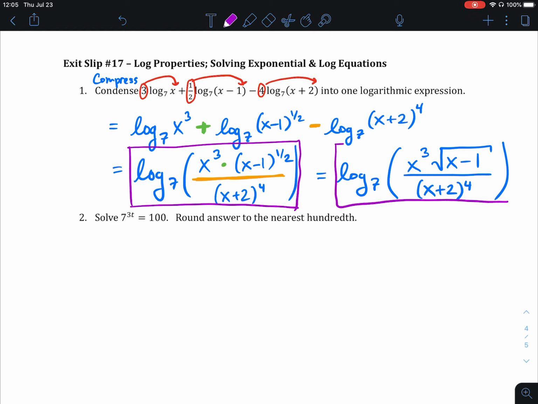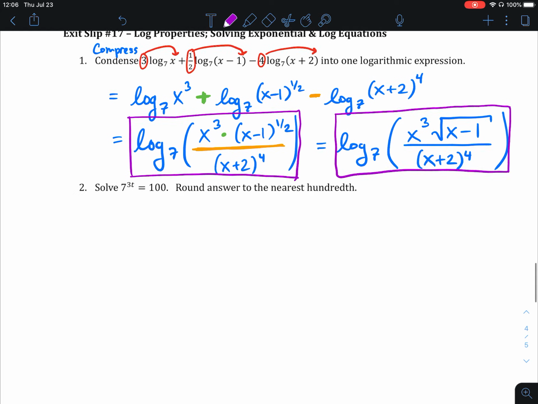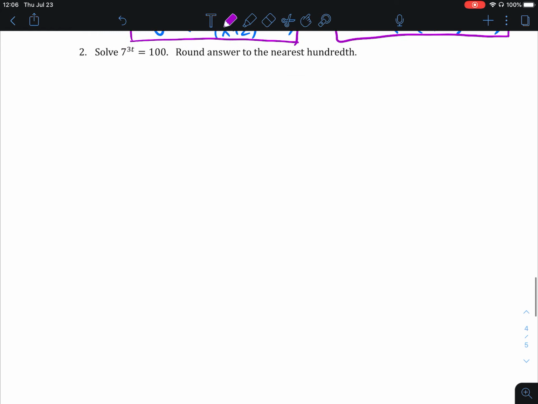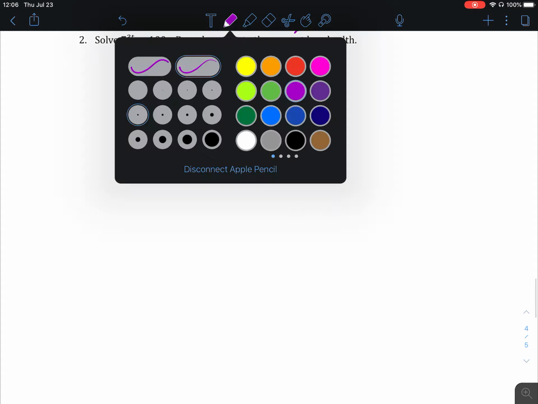Cool. Those properties are helpful sometimes when we're solving. Sometimes you need to use the product, quotient, and or power property in the context of solving. Let's look at the second one. The second one asks us to solve. I'm just going to rewrite it.